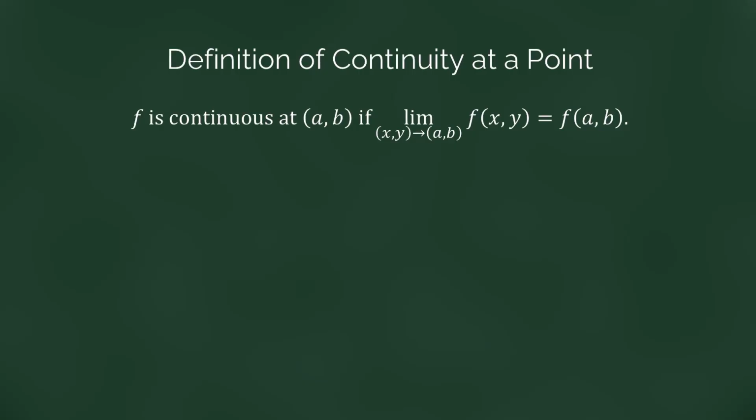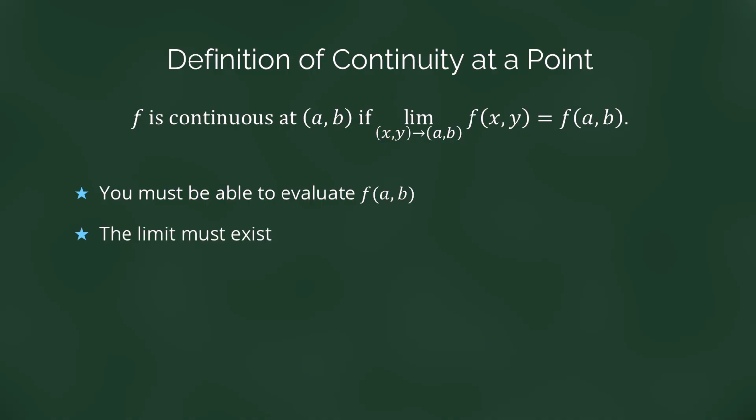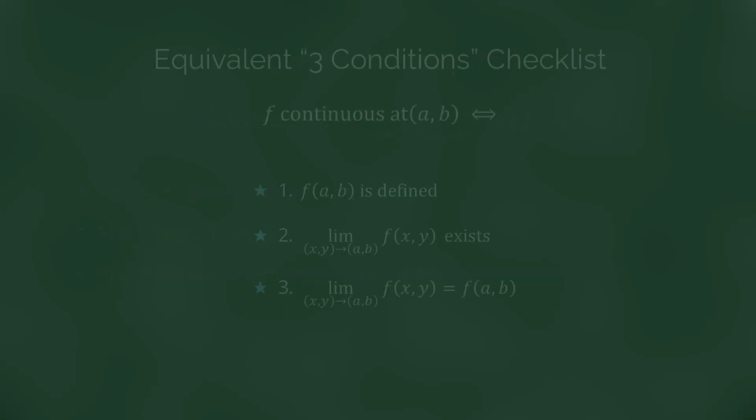Let's start by defining continuity at a point. A function is going to be continuous at the point (a, b) if the limit as (x, y) approaches (a, b) of f(x, y) is equal to f(a, b). This requires 3 things to be true. First, we have to be able to evaluate f(a, b). In other words, (a, b) must be in the domain of our function. The limit itself must exist, and the limit value and the function value need to be equal to one another.